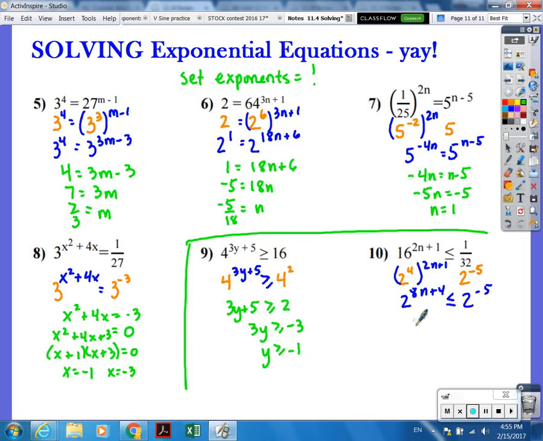And in the last one, I'm going to set 8n plus 4 less than or equal to negative 5. So 8n is less than or equal to negative 9, n less than or equal to negative 9/8. So again, get the same base, go small, go small. And your powers of 2, 3, 4, and 5 are usually what are going to help you.